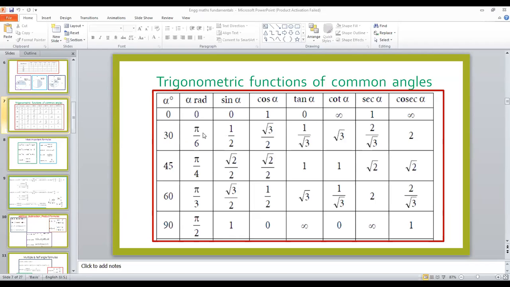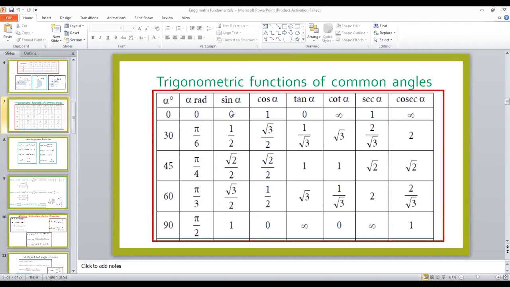Root of 0 is 0. Then 1 by 4, the root is 1 by 2. Then 2 upon 4, that is 1 by 2, and what is its root? It is 1 by root 2, which is root 2 by 2. Now 3 upon 4 means root of 3 upon 4, that is root of 3 upon 2. And then the last one is 4 upon 4, that is 1, and root of 1 is 1. So these are the values for sine.